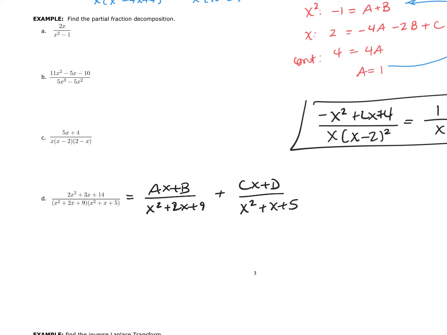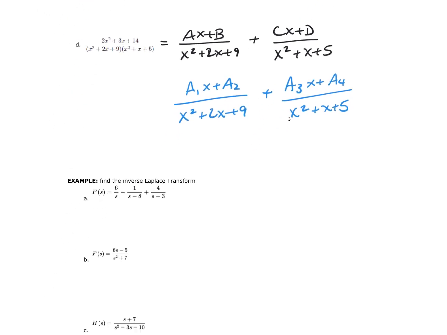And then you're going to do pretty much what I just did. Now, if you don't like using A, B, and C, you're afraid about going through the entire alphabet, use a sub 1 x plus a sub 2 over x squared plus 2x plus 9, plus a sub 3 x plus a sub 4 over x squared plus x plus 5. And you can go from there.